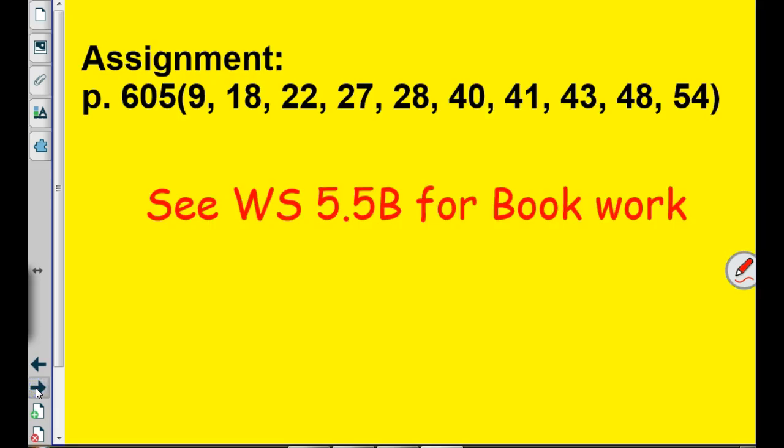All right. That's it. So the bookwork is all on 5.5b and it's all circled. I don't think that clock is right, by the way. It's about 5 after 10, but you should still be able to get a good start on the bookwork, okay?